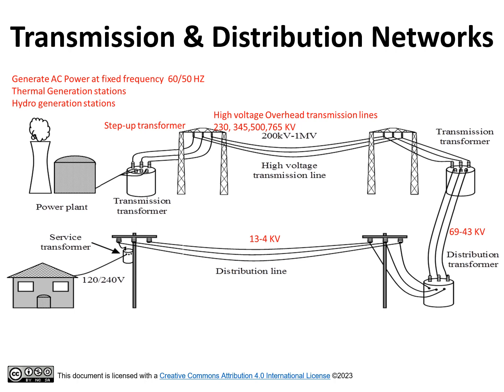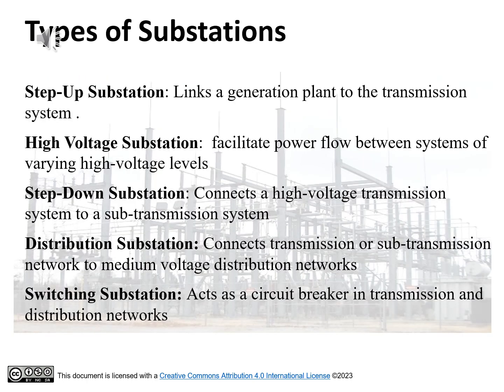Distribution networks are usually built using underground cables for safety, but in many cases, overhead distribution lines are used for cost considerations. The substation is a key element in the power system. Substations serve as a link between the generation, transmission, and distribution networks. There are several types of substations according to their location and functionality in the power system.